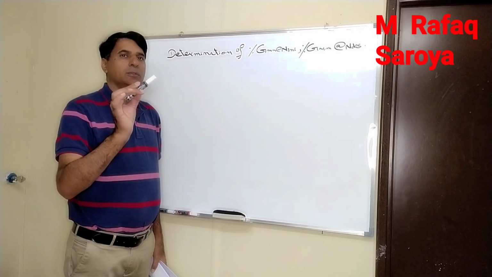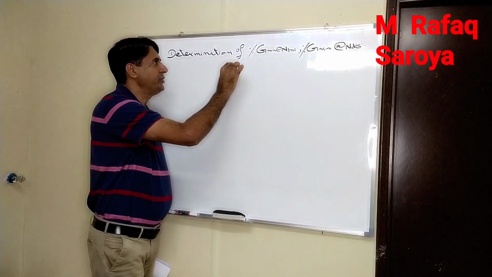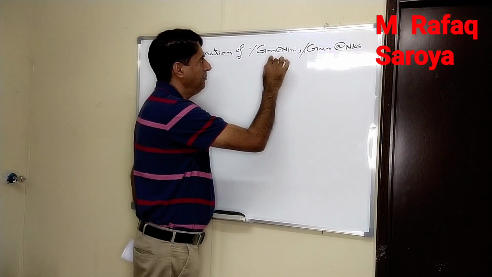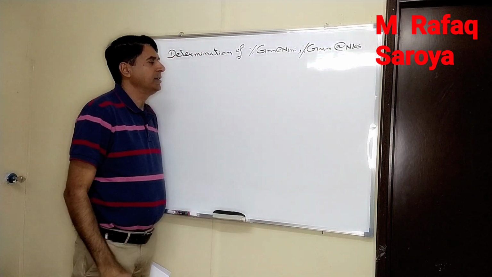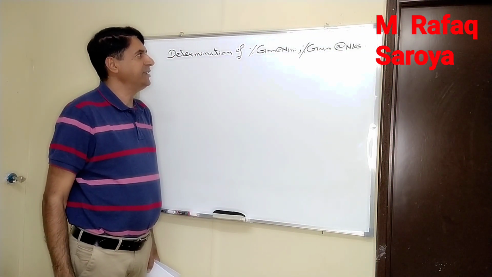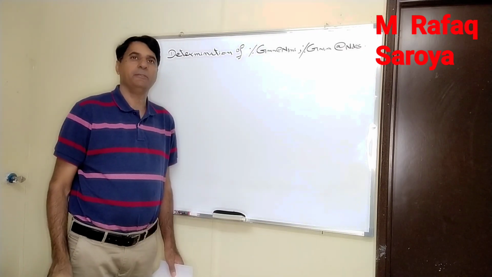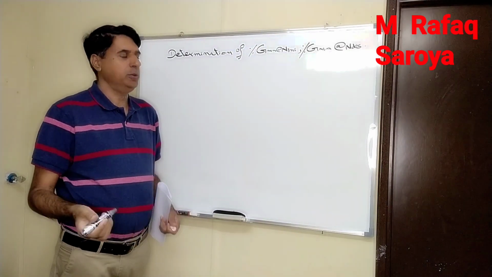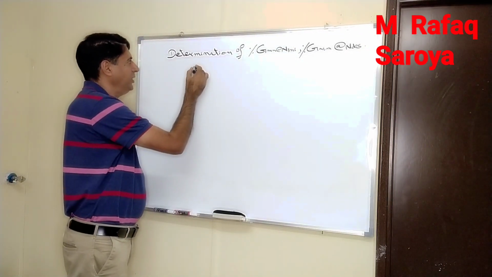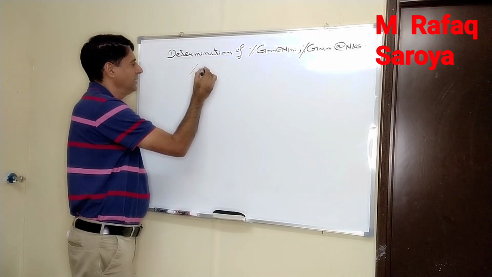Now we have to study a very important property: percentage Gmm at N initial and percentage Gmm at N design. How will we find them out? First of all, let me tell you about their equations.